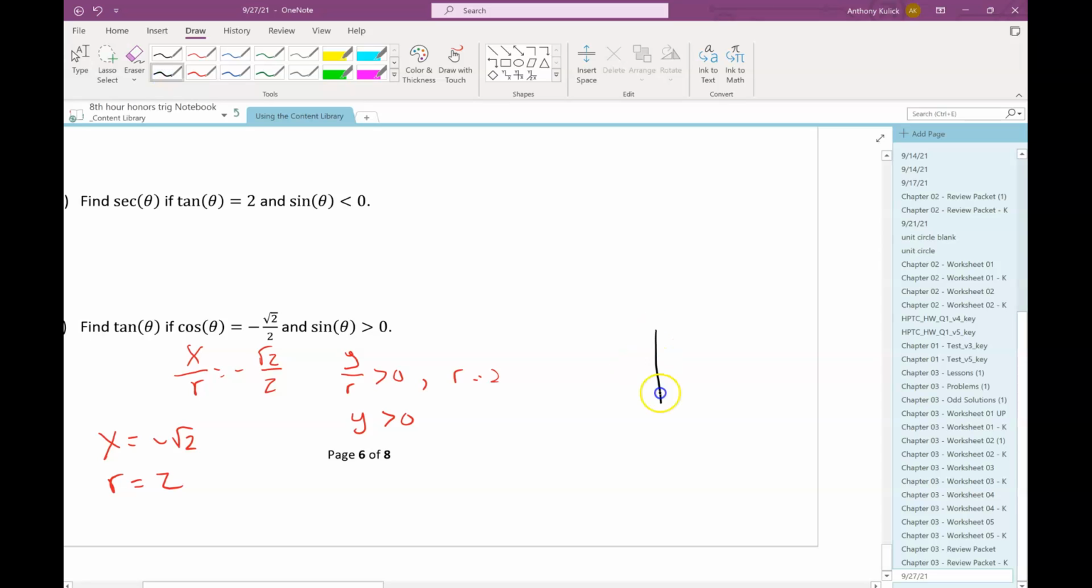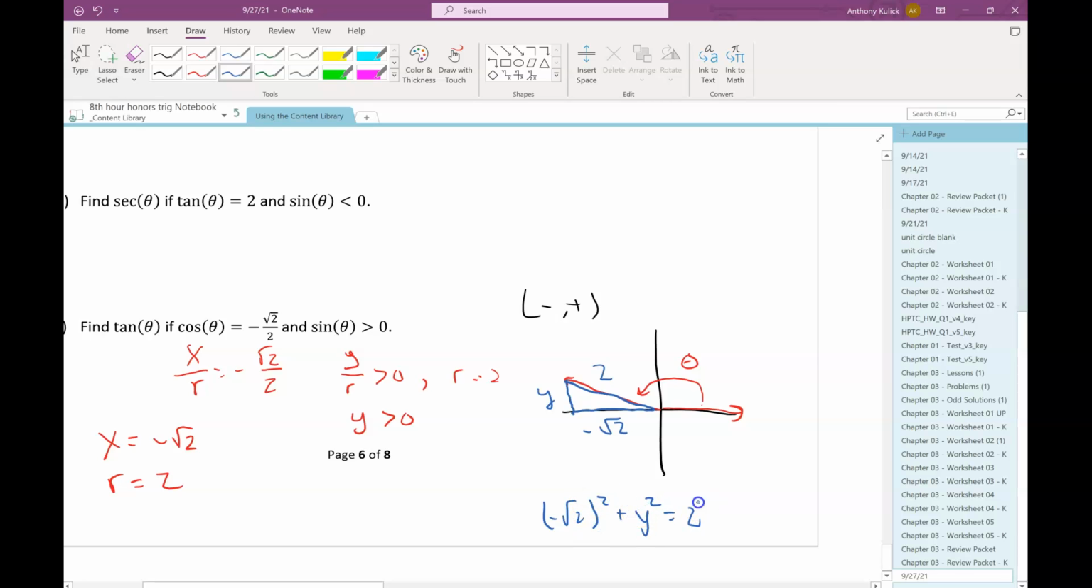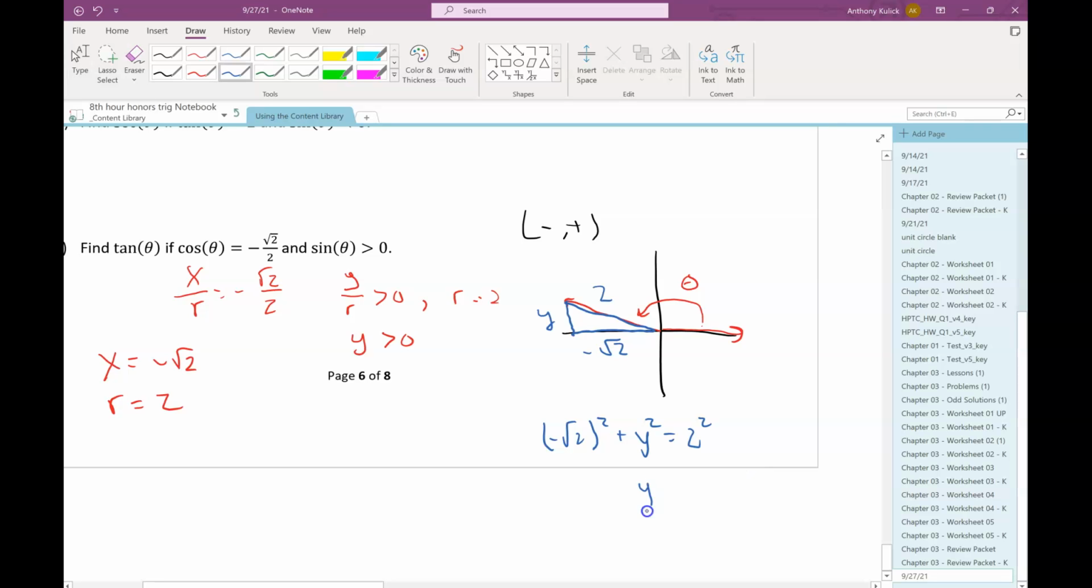Okay, so now I'm ready to draw my picture. My x is negative, but my y is positive, so I'm going to be in the second quadrant. I'll draw my reference triangle. So the x is negative root 2. The y is what we're looking for, and the r is 2. So using the Pythagorean theorem, I get that y is the square root of 2. I just did that in my head, but if you don't believe me, you can try it for yourselves.